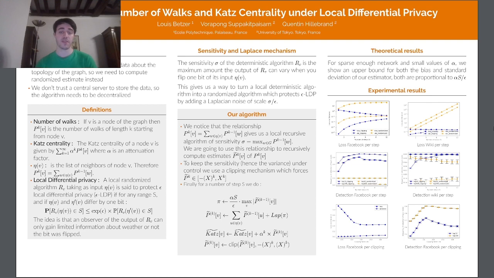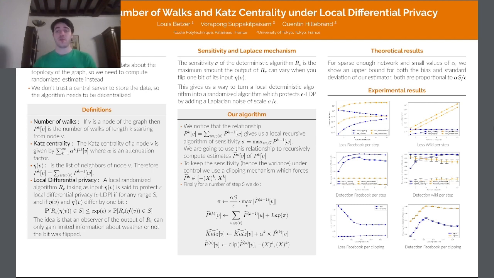Now that we have this, we can update our estimate of Katz centrality. When we see the definition, we notice that we should go all the way to infinity, but to have our algorithm run in finite time, we choose to stop at a given step s. Otherwise, it's the exact same computation, except that we use estimations of the number of walks instead of the actual number of walks. And finally, we use a clipping mechanism at the end of step k, to ensure that at step k plus 1 the sensitivity is going to stay relatively small.